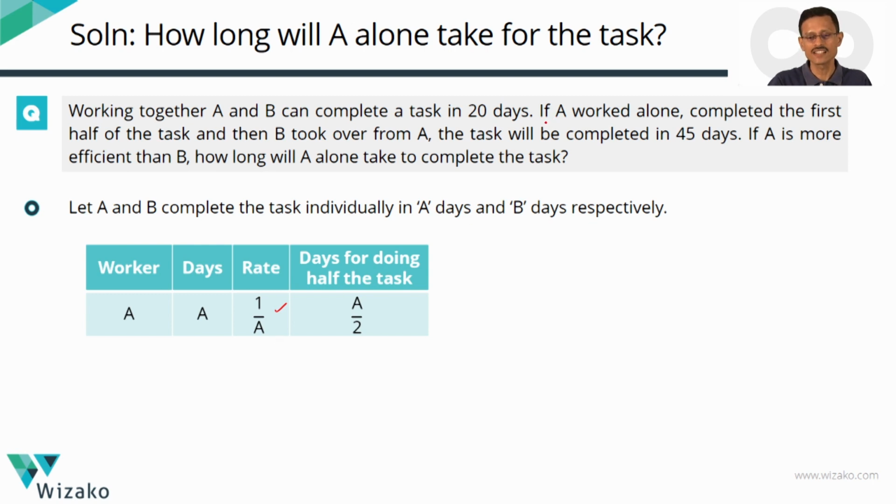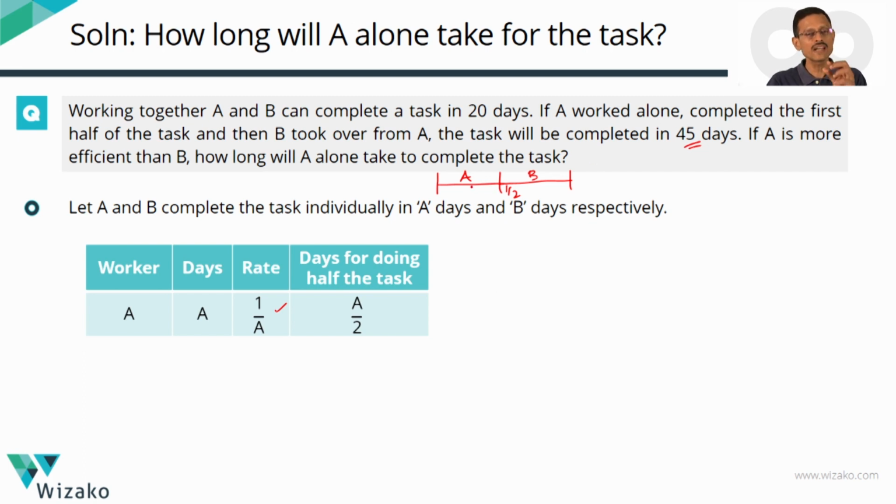Let's just quickly read the second sentence. If A worked alone, completed the first half of the task, and then B took over from A and completed the remaining, the work gets done in 45 days. So the way this sentence gives us the information is A starts the task, works alone. A is not working with B. For the first half of the task, the only person working on the task is A. And A quits at the end of finishing half the task. Then B takes over and B alone works for the second half. If they worked in this manner, not in parallel, but in series, it takes 45 days.